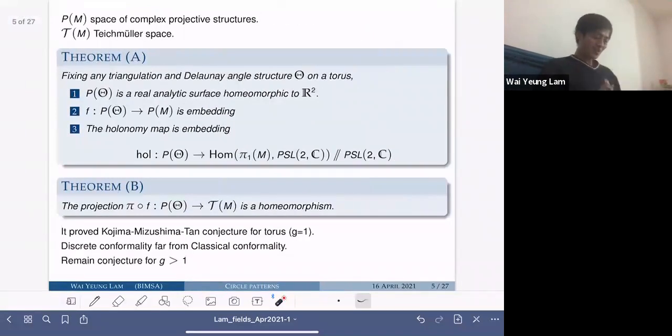Okay. Now I just come down to the main results that I'm going to explain. So this PM is denoted as the space of CP1 structures, and TM is the Teichmüller space. And then Theorem A is the following.